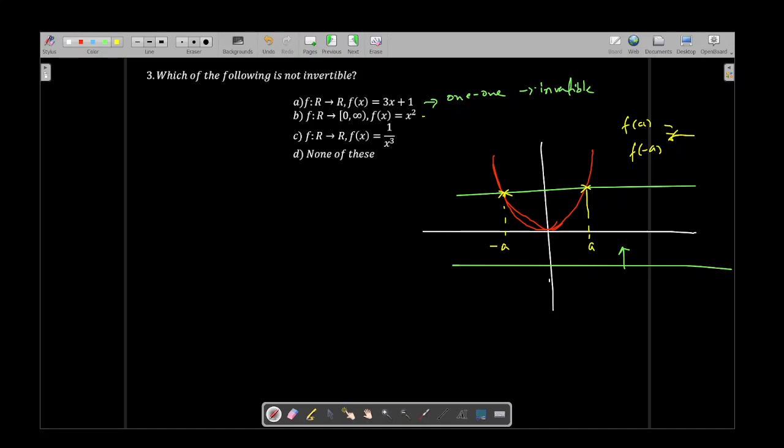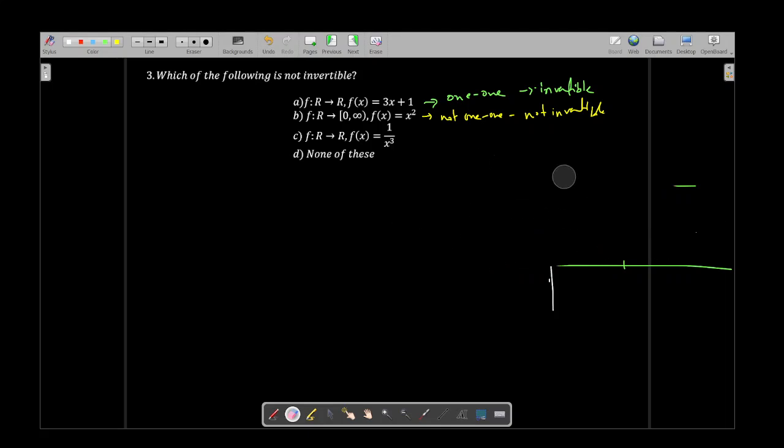So this is not one-one. So it is not invertible. Let us check the third option.